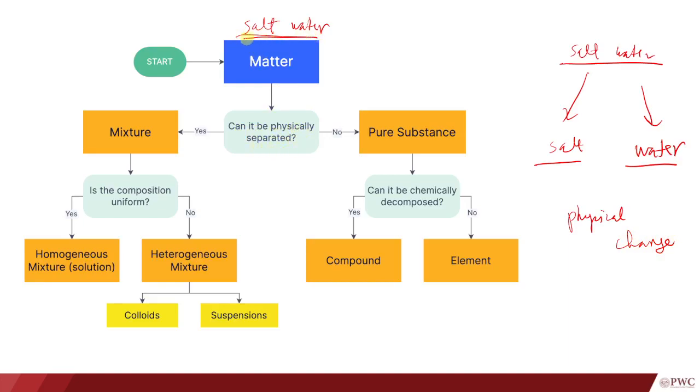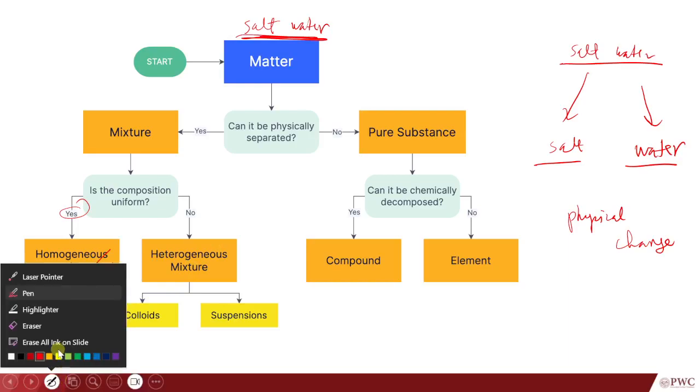Let's answer the question, can it be physically separated? Again, our given matter here is salt water. Can it be physically separated? Again, yes, I can boil this one. That's a physical change. So this one is a mixture. Now, is the composition uniform? So again, this one is a homogeneous mixture. So the salt particles are evenly distributed in the mixture. So this one is yes. So salt water is a homogeneous mixture or a solution.